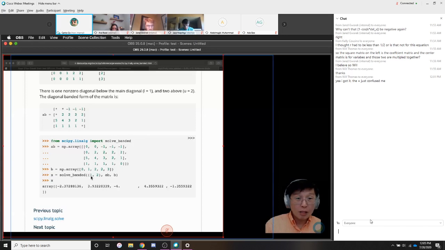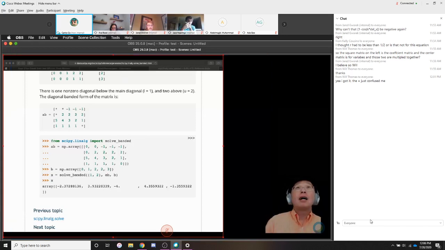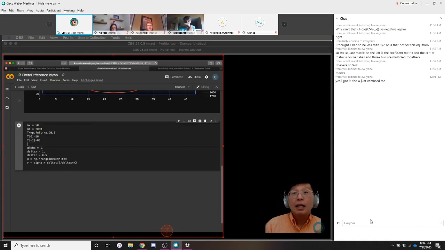And then you provide information on how many diagonals below the main diagonal we have: 1. How many diagonals above the main diagonal: we have 2. So this is the number of diagonals below the main diagonal, and the number of diagonals above the main diagonal. That's it. And then you give it the matrix that includes only the diagonals. And then you give it the vector on the right-hand side, Ax = B. So you have to supply B. That's what it's solving for, okay? So let's do this on our problem.